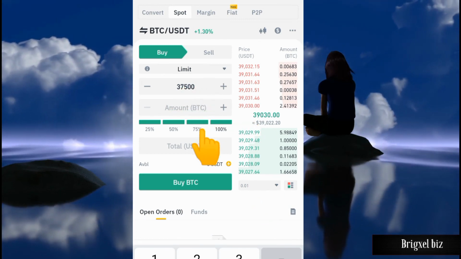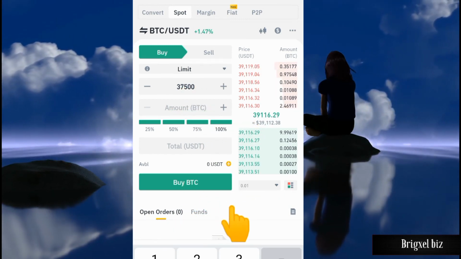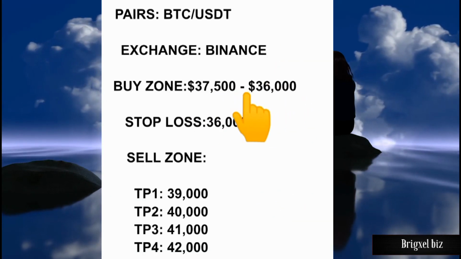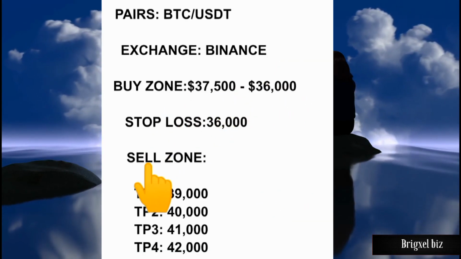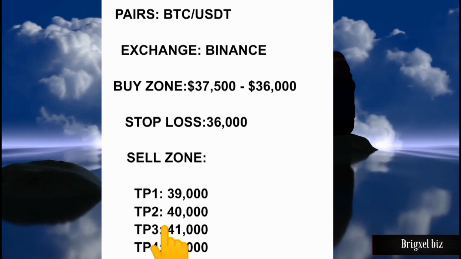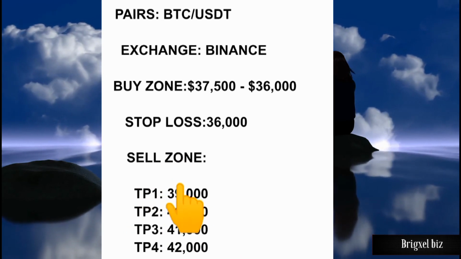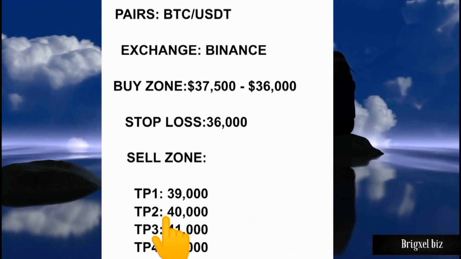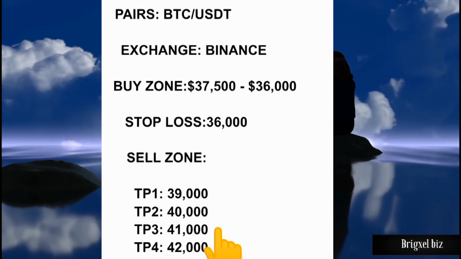Okay, so once it is bought, the next thing will be to sell. So let's go back to our signal. Now you're selling, and you can see where it says TP1 here. This simply means you're taking your first profit at $39,000, $40,000, $41,000. This will be your next selling point. So you're going to take profit at this price, this price, this price.